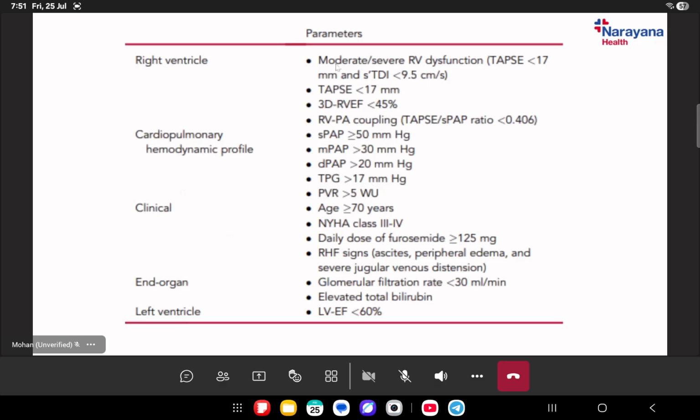So for the right ventricle, with all this CT, MRI, and echo, we can get all these things, and the hemodynamic profile, which we usually don't do, but if it is indicated, we can do a cath to get all these values. And then clinically we have to see all these values, and end organ function we have to keep in mind; glomerular filtration rate correlates more with the prognosis. A glomerular filtration rate less than 30 ml per minute and elevated total bilirubin are poor prognostic factors. Then LVEF less than 60%.